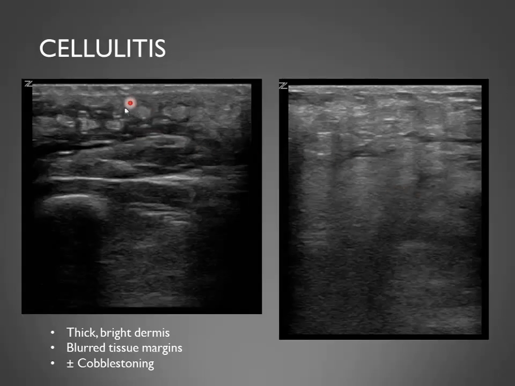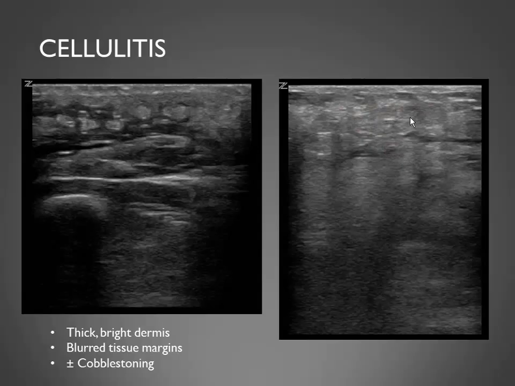And some other findings of cellulitis, you might see cobblestoning. Again, look at the dermis, it's thick, it's more bright white. The tissue margins are more blurred. Here's one that's less specific, but again, blurred tissue margins, bright dermis, not as much cobblestoning, but these are all examples of cellulitis.